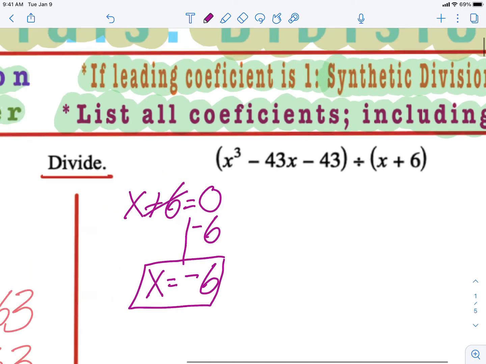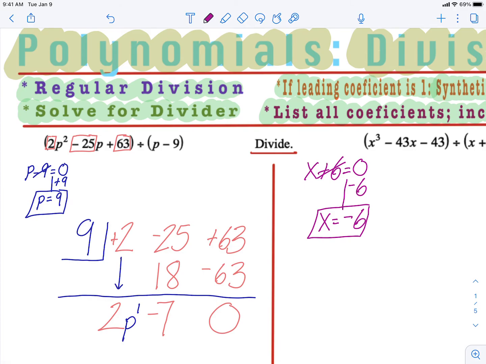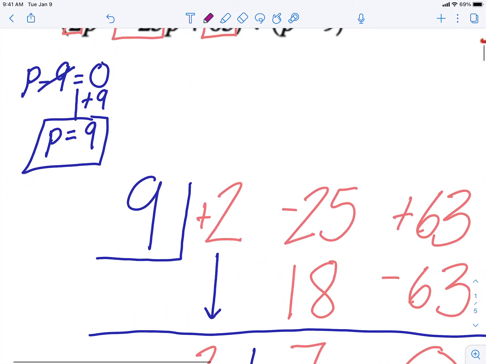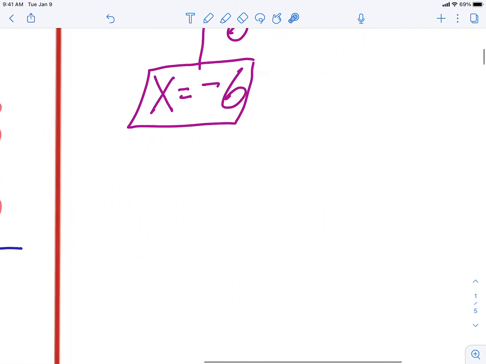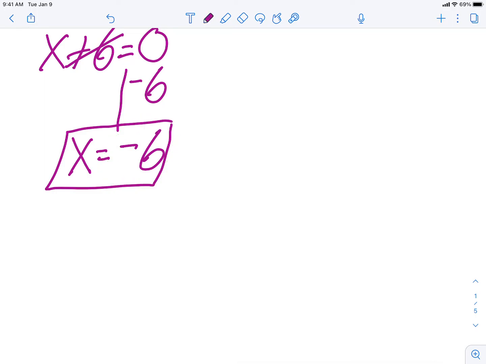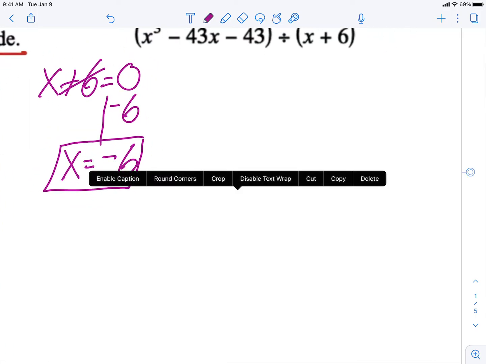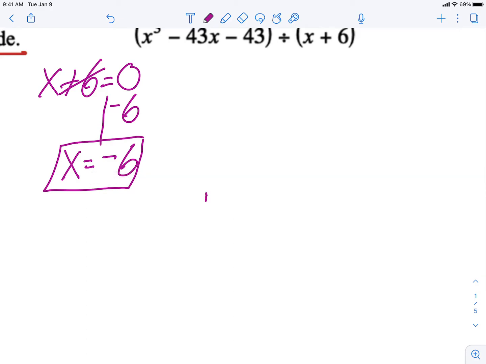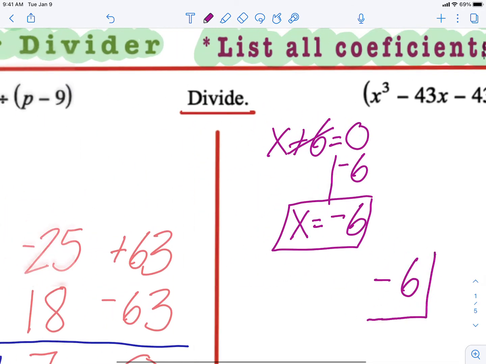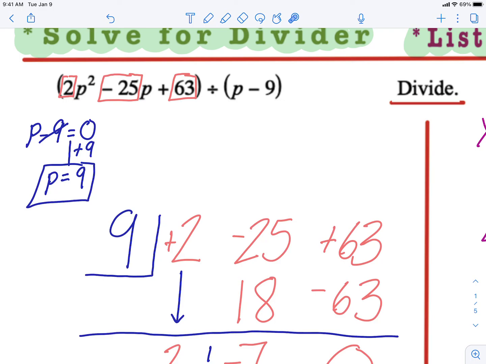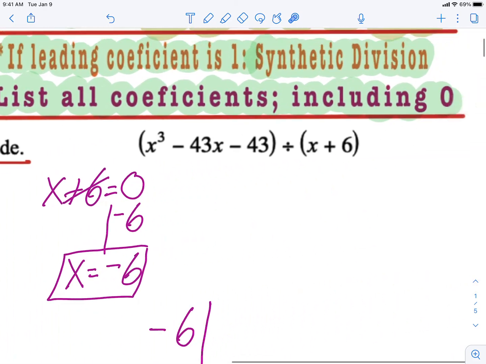Okay, I have that. I did the same thing here. Next, I put the 9 that I got in a half box. So let's put the negative 6 in a half box, just like that. Look at that. Okay, next I took my p to the power of 2, and the coefficient was 2. P to the power of 1, coefficient was negative 25, and 63. I put boxes around those, okay?